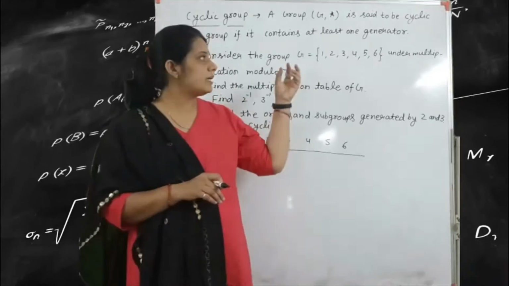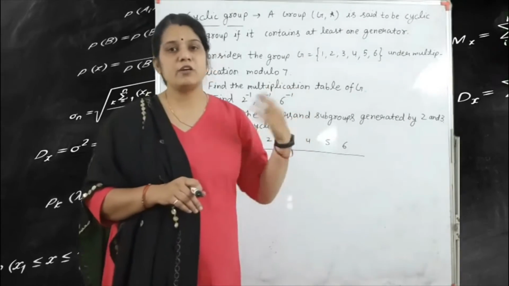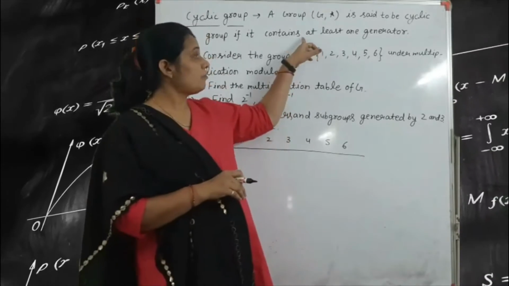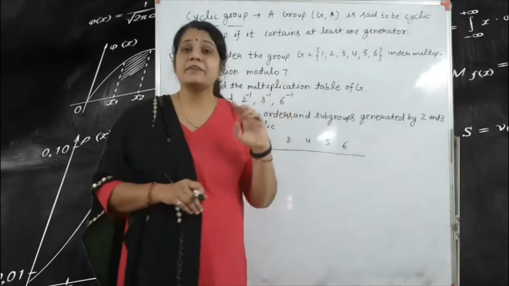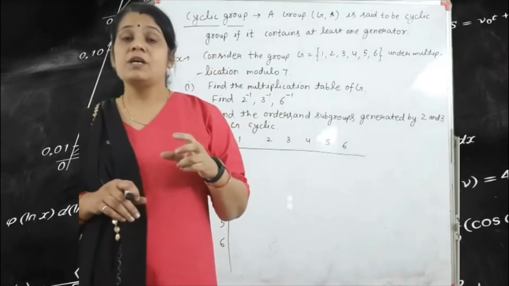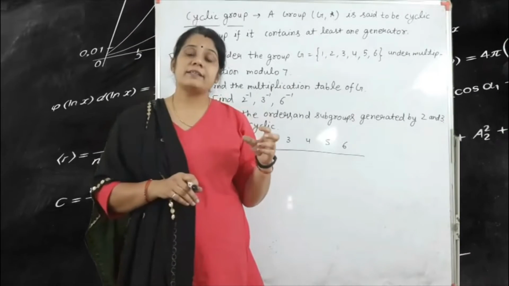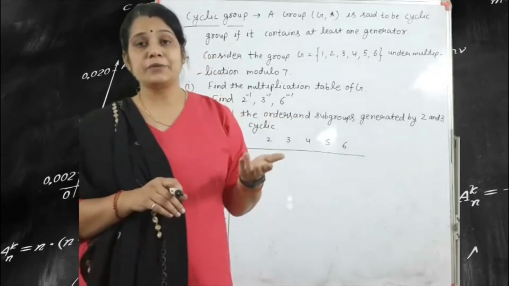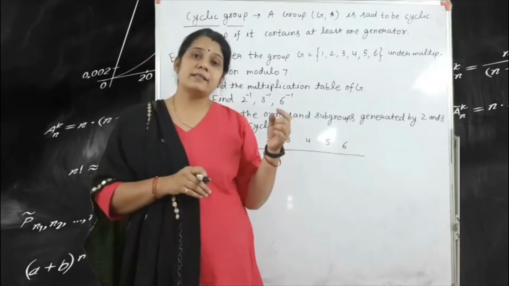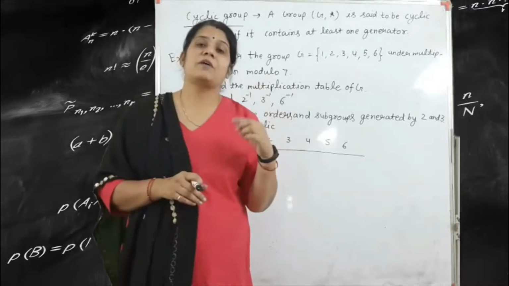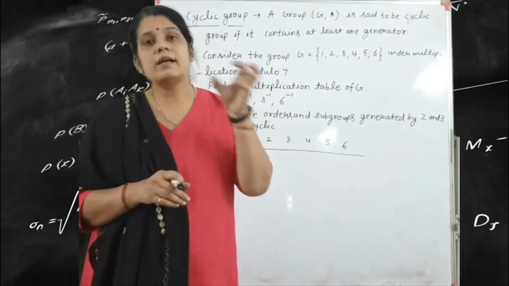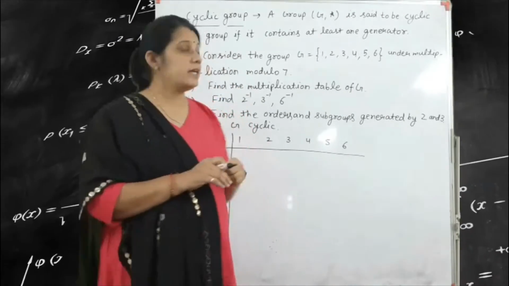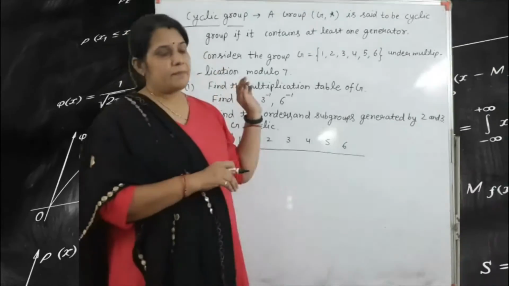So what is the definition of the cyclic group? That means if we are given a group with the help of any operator, and at least one generator is contained in this group, then we can say that this is a cyclic group. And what is a generator? We take one by one the elements of the group, and if we write the power of 1, power of 2, power of 3 and we get all the elements of the group, then we can say that this is a generator. Here we are given one example.